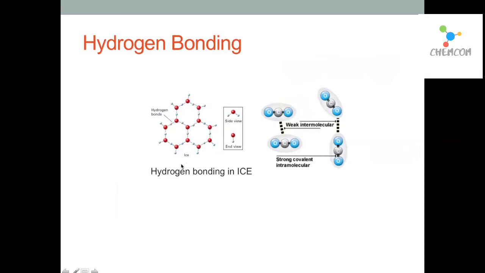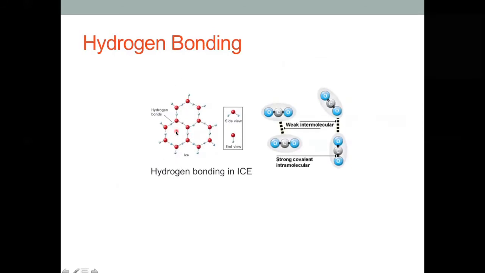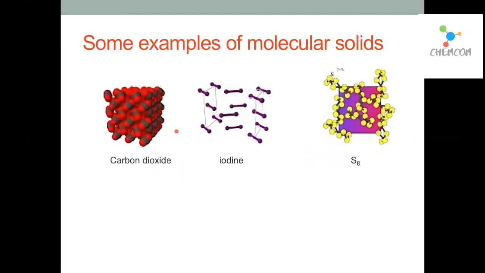For hydrogen bonding, as we all know, ice is formed because of the hydrogen bonding. In the three-dimensional arrangement, it looks like this. Some other examples of molecular solids are as follows: carbon dioxide, iodine, sulphur, rhombic sulphur, etc.